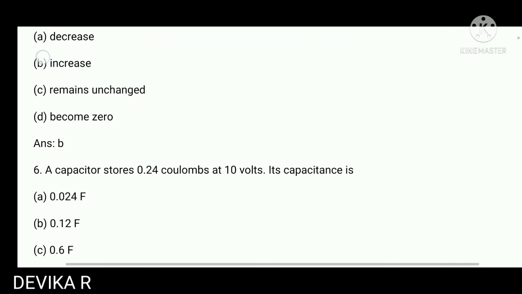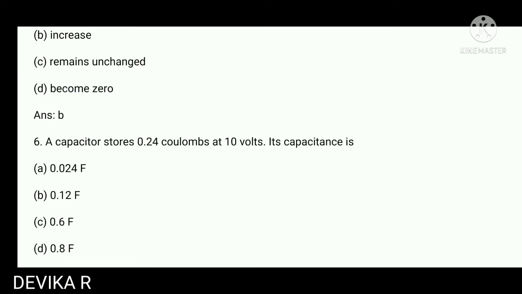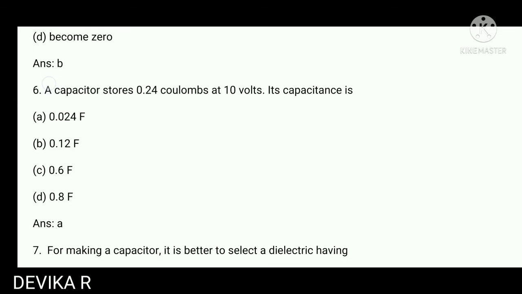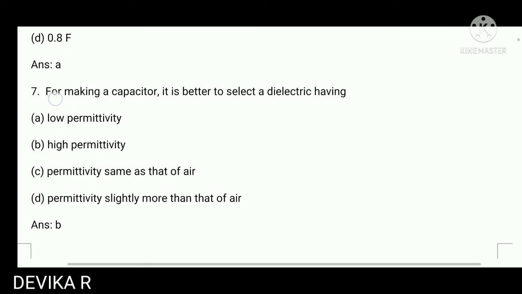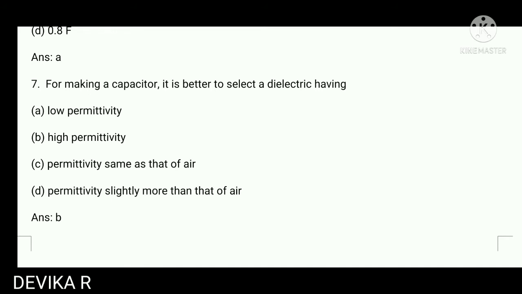Okay. The next one, a simple formula question. A capacitor stores 0.24 coulombs at 10 volts. The capacitance is? What is the capacitance formula? C equals Q by V. What they have given are the coulombs and the voltage, so we can find the answer very easily. Next one. For making a capacitor, it is better to select a dielectric having low permittivity, high permittivity, permittivity same as that of air, or permittivity slightly more than that of air. For making a capacitor, it is better to select a dielectric with high permittivity. It is suitable for any type of capacitor.